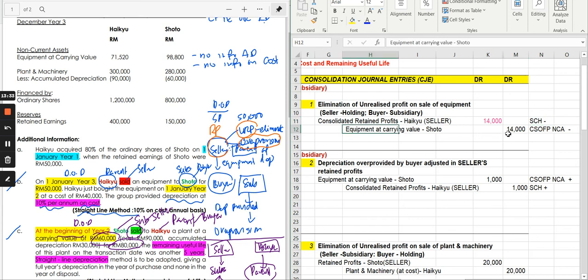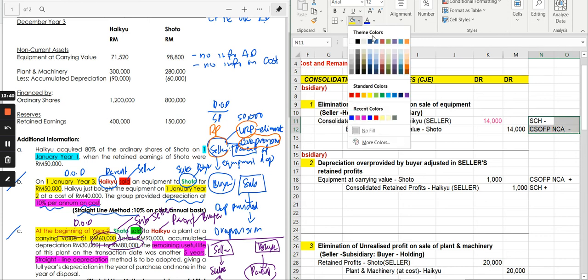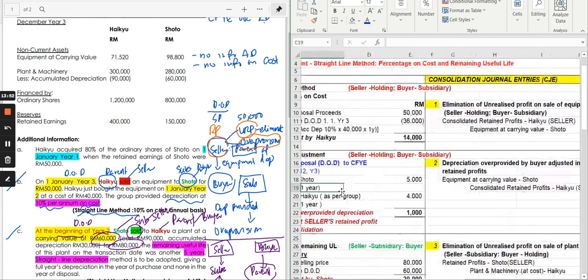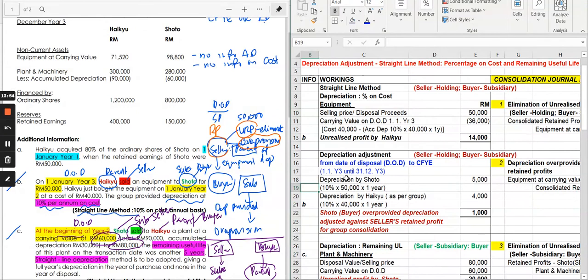And for the equipment, you need to make adjustment in the consolidated statement of financial position itself, right? You need to make the adjustment there. But this one is the one that you need to do later. Now we work out the depreciation adjustment.